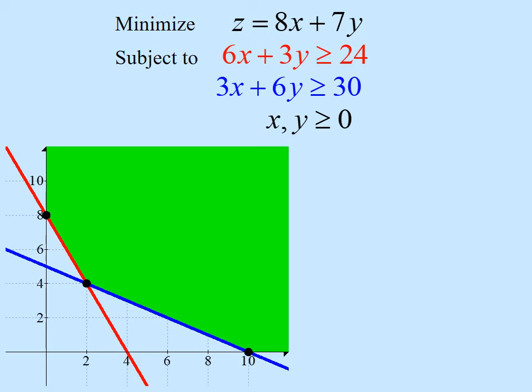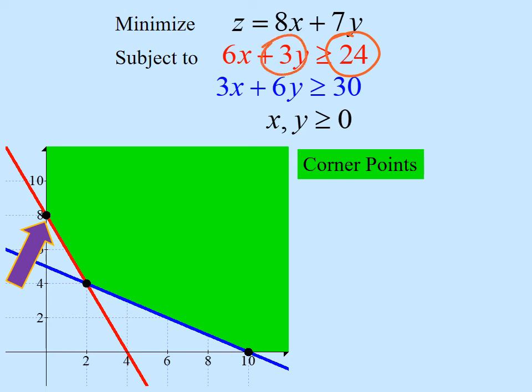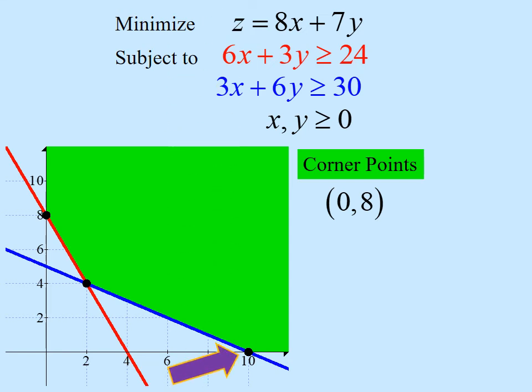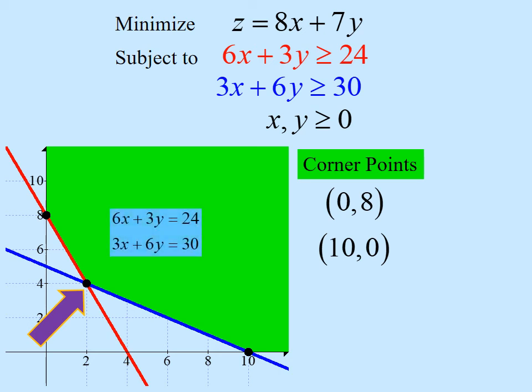So what are our corner points? Well, this one would be 0, 8. That's where the red line crosses the y-axis. Okay. This one would be 10, 0. That's where the blue line crosses the x-axis. And finally, where do these two cross? That would be what we get when we solve the system of equations. Again, using the RREF.